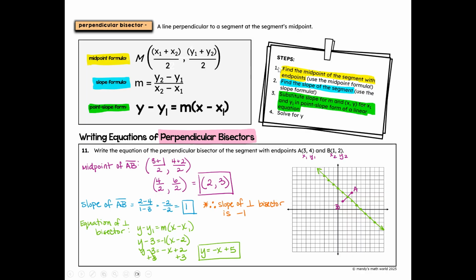Here are all the steps we took to get it. We used all of these formulas. I would encourage you on your assignment to just follow these steps. Find the midpoint, find the slope, and don't forget the slope of the perpendicular bisector is going to be the opposite reciprocal of the slope of the segment. Then you just plug those into the equation of the line.